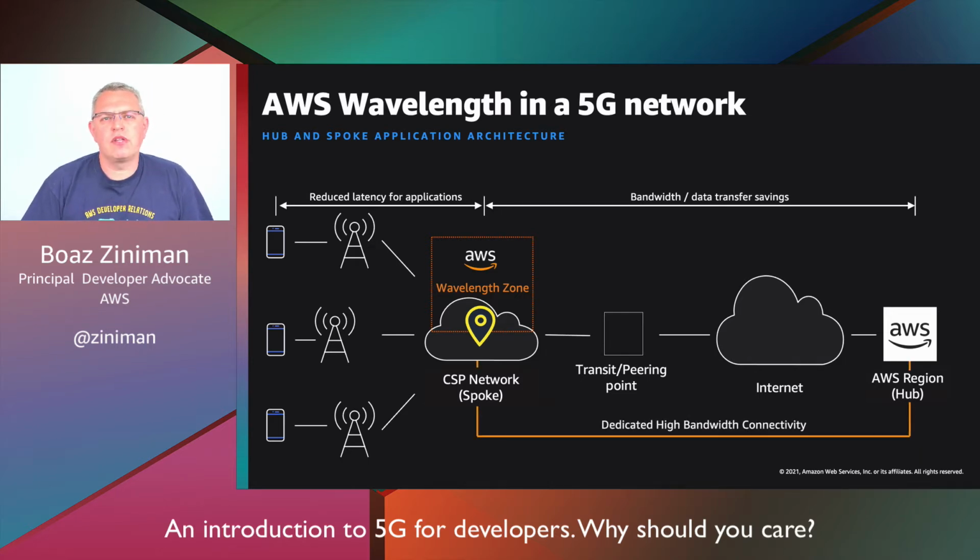AWS Wavelength Zones are connected to a parent AWS region using a high-speed service link. They are actually part of this region. So applications running in a Wavelength Zone can easily access resources from the rest of your VPC and endpoints that are running in the region over a managed and secured link. AWS recommends that you architect the edge applications in a hub and spoke model. We're going to talk about it in a second.